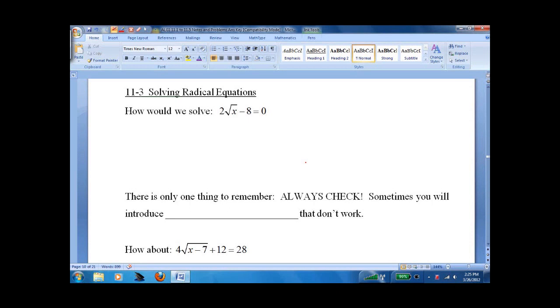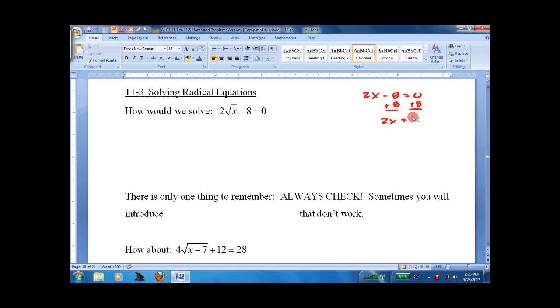Lesson 11.3, solving radical equations. So now we have an equals in there. Things are going to be a little bit different. How would we solve 2x minus 8 equals 0? Most people know. Add 8 to both sides. Divide by 2. We're done.